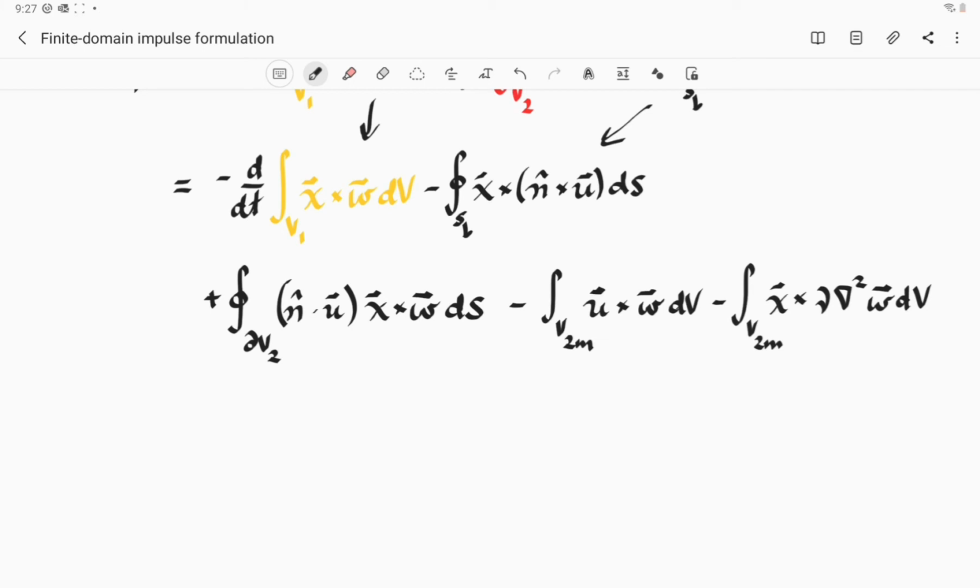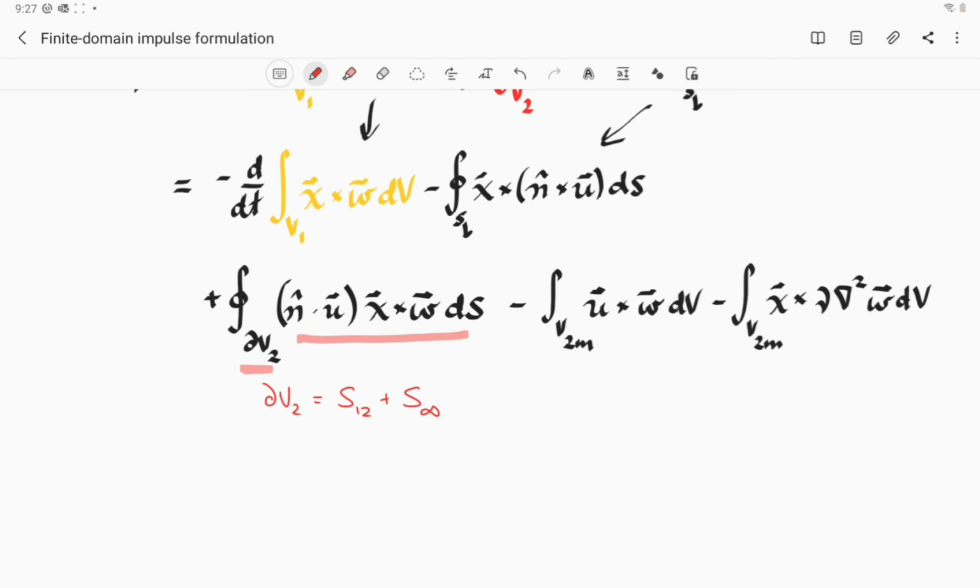Now recall, our goal here is to express everything in terms of what's happening in V1 or on S12. So far we haven't made much progress to that, although we have this flux integral. So this boundary of V2 is going to include S12 as well as S infinity. Of course, vorticity is 0 on the outer contour S infinity. We've defined that on purpose.